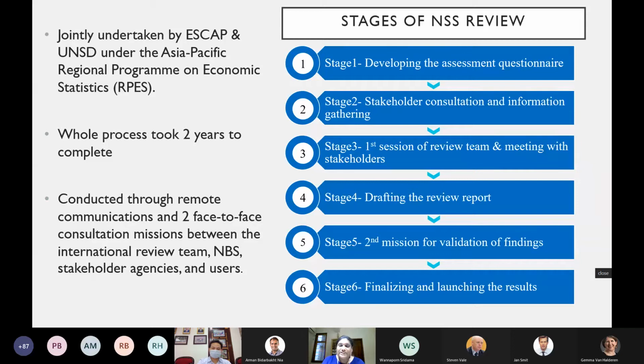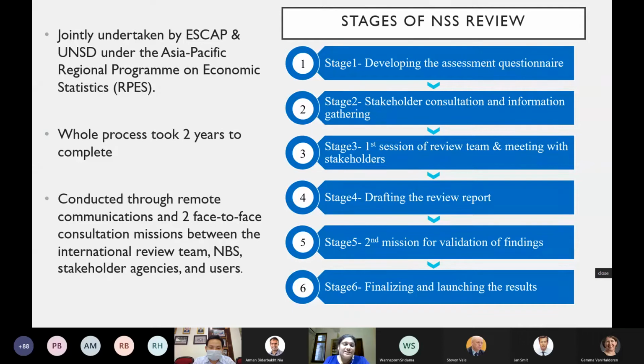So the questionnaire was developed, and we had this mission from the review team who came and met with the stakeholder agencies and tried to complete the questionnaire and gather all the related information from the stakeholders so that they can have a better understanding. So after that, mostly the questions were completed. We did the follow-up of the questionnaire and everything. And afterwards, there was another mission that we had to review the findings. Once the questionnaire was completed, there was a validation session that was done.